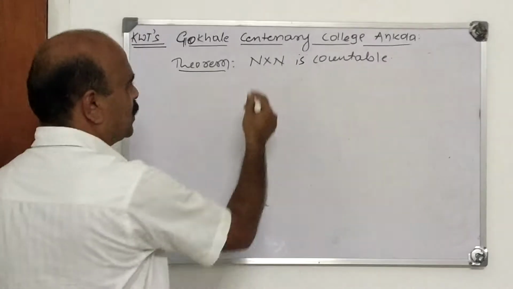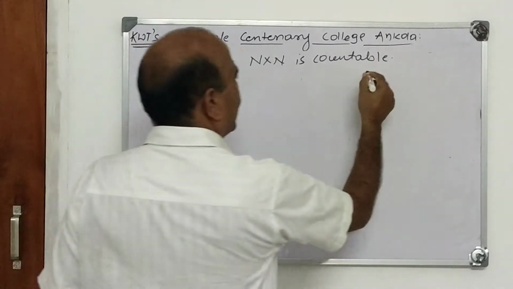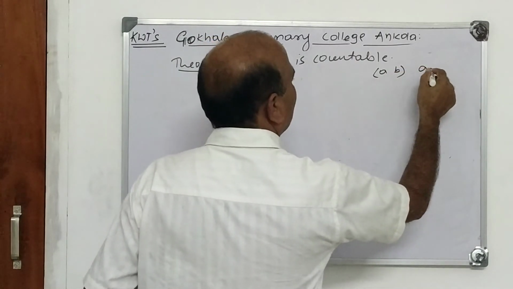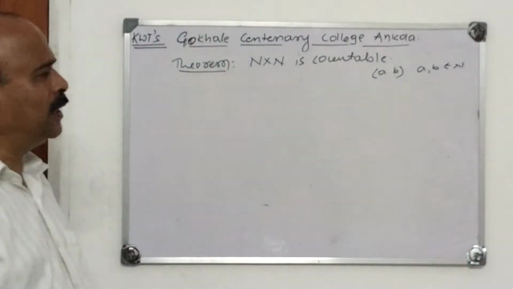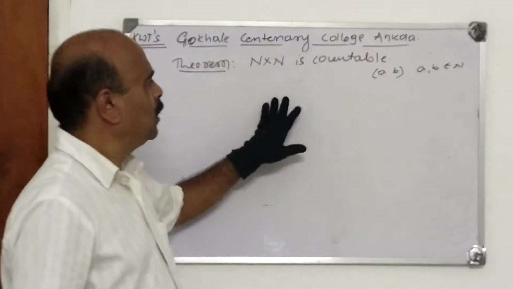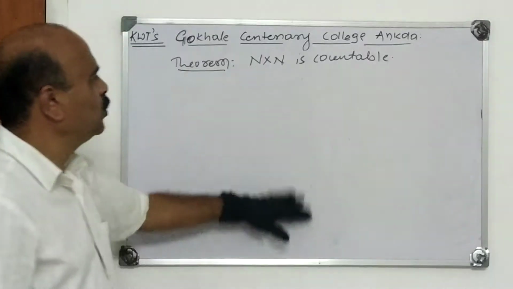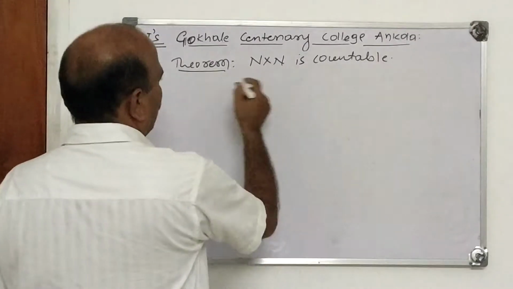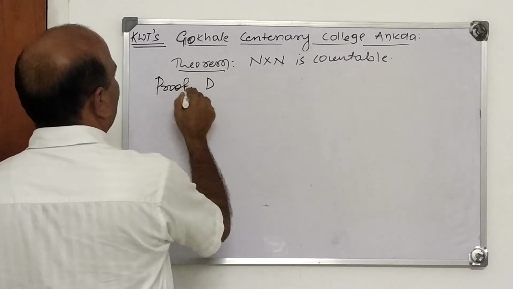You know what is cross product? What does N cross N consist of? N cross N consists of all the pairs (a, b), where a and b are natural numbers, the set of all ordered pairs (a, b). Now we use the previous theorem here to prove that N cross N is countable. Define proof of this.